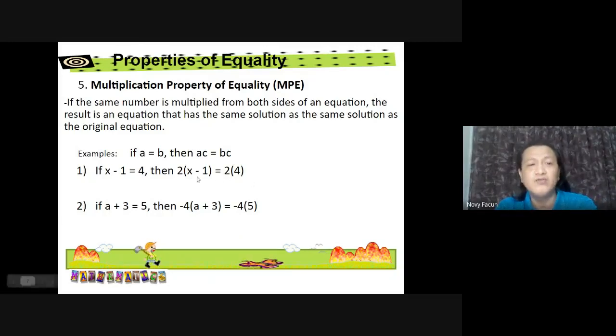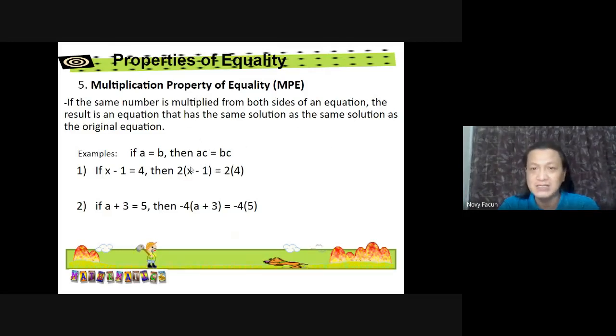Okay, ito yung formula natin. If A equals B, then A times C equals B times C. Nag-multiply ako ng C both sides. Okay, that's why the example we have, if x minus 1 equals 4, then 2 times x minus 1 equals 2 times 4. Ano yung minultiply ko? Nag-multiply ako ng 2 sa left side. Dapat ganun din sa right side.